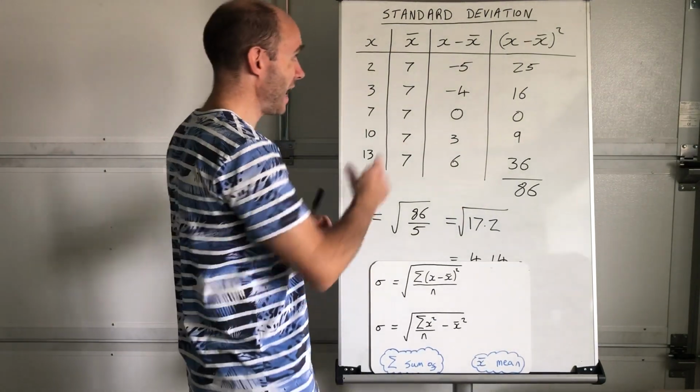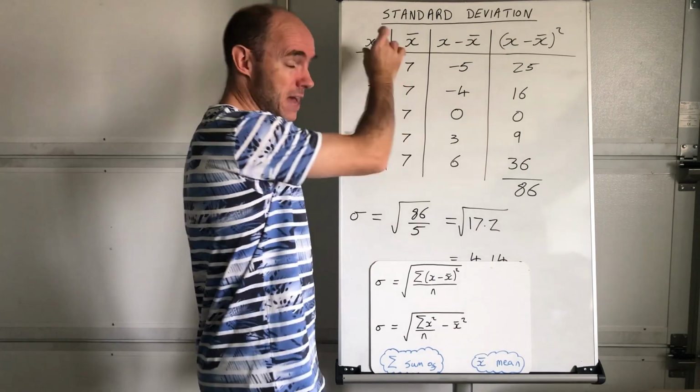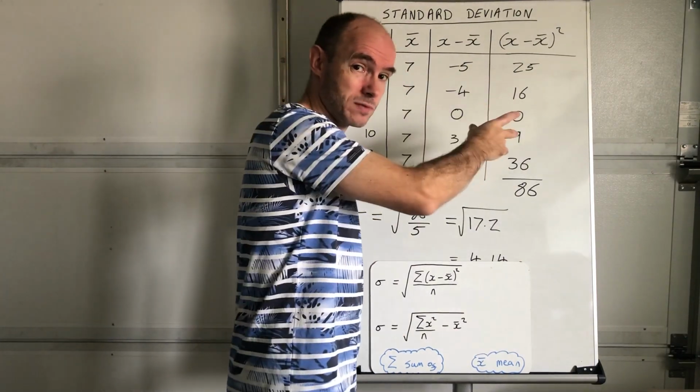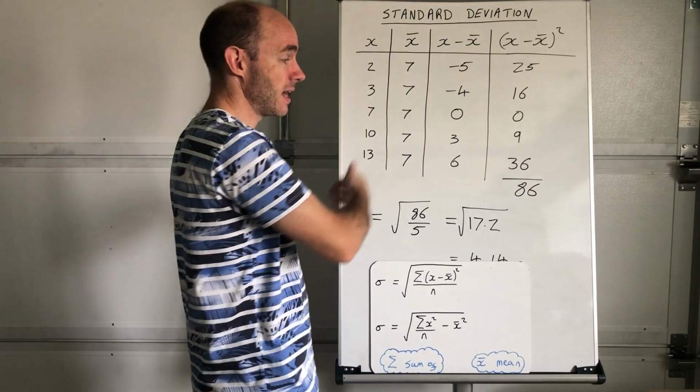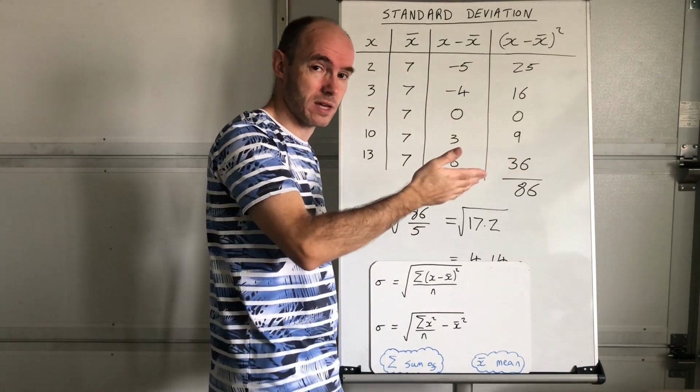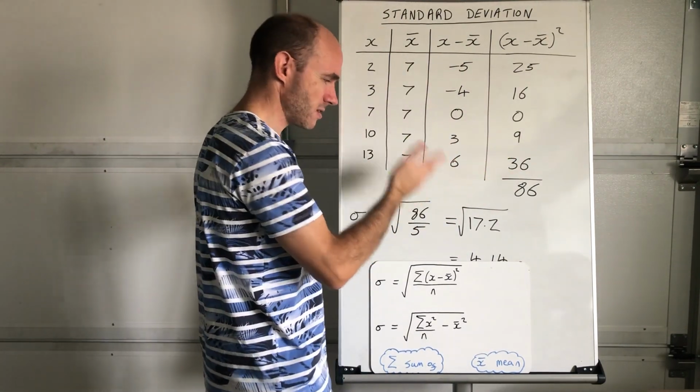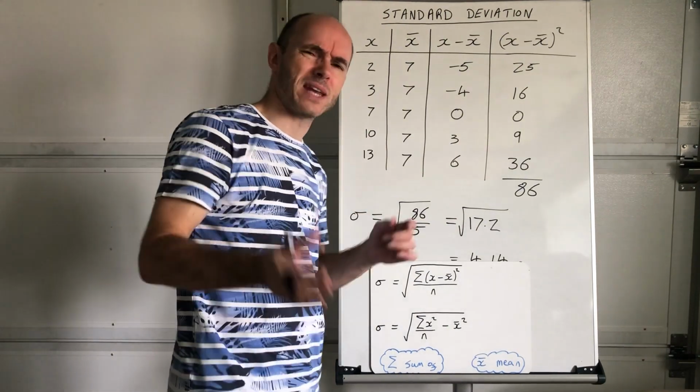It's about how much each of these data values are varying from the mean, and then we're squaring those values, called the squared deviations from the mean. Then we find the mean of that, the mean of the squared deviations from the mean. That's called the variance, and then you square root it. Play that bit again if you want.